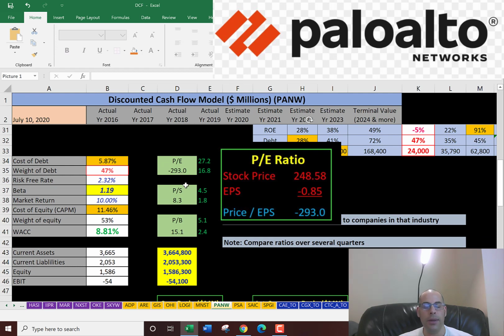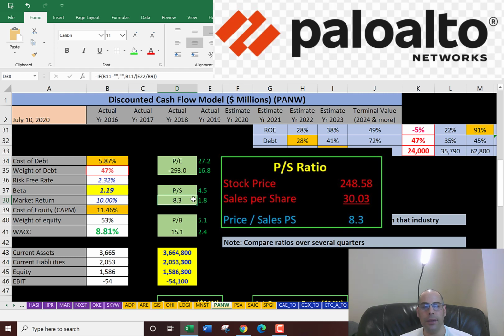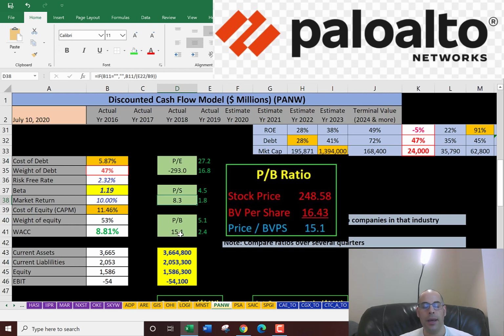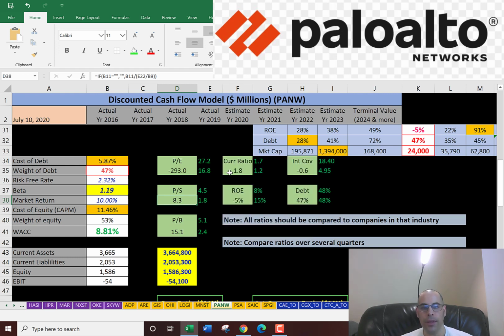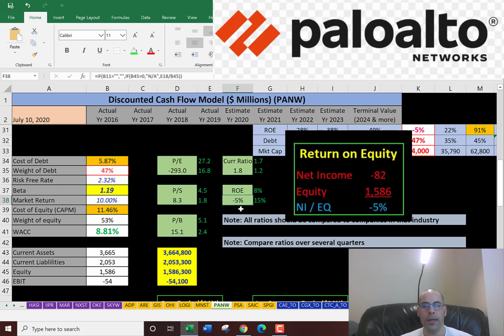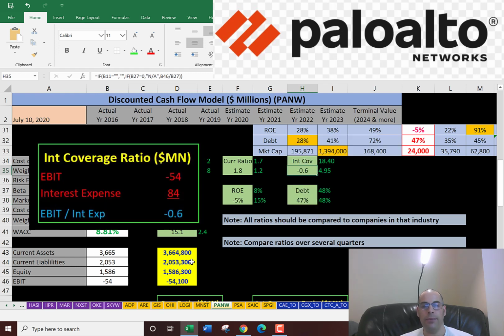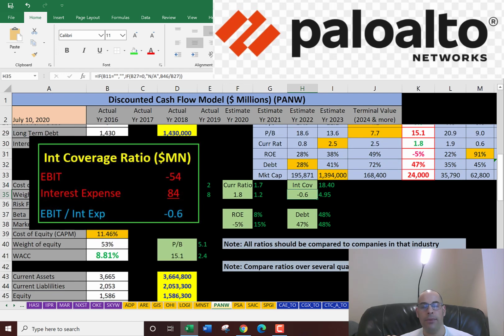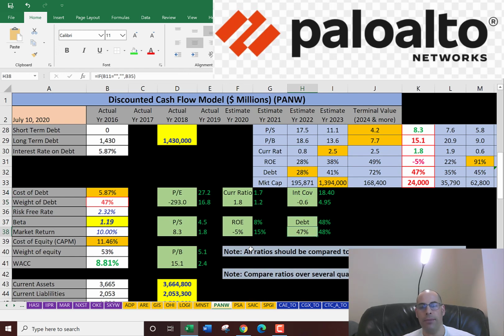Let's look at their financial ratios. Negative PE, because they have negative earnings, so we can't look at PE. They have a high price to sales ratio. I like to see under 2.5. They have 8.3. That's price of stock over sales per share. High price to book as well, of 15.1, that's price of stock over book value per share. That means investors are willing to pay $15 for $1 book value. They have a good current ratio. They can cover their current liabilities. Negative ROE because they have negative earnings. Negative interest coverage ratio because they have negative operating income, so they can't cover their interest payments. And they have debt of 47%.